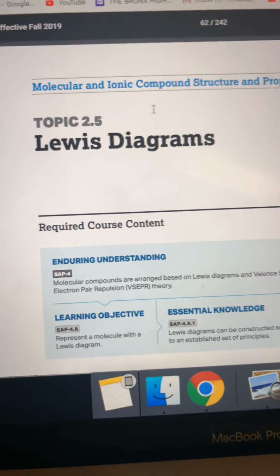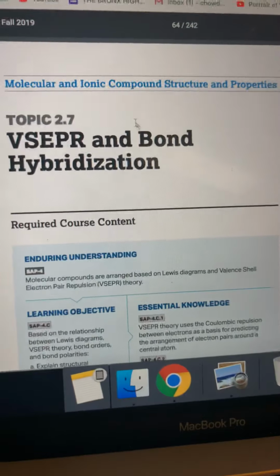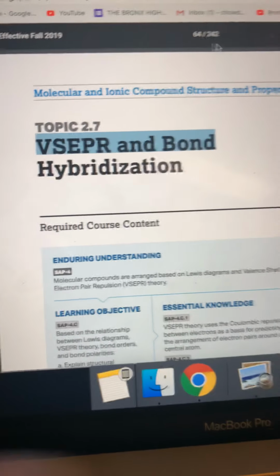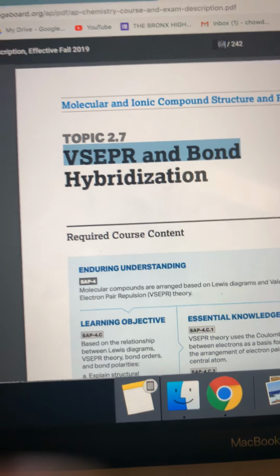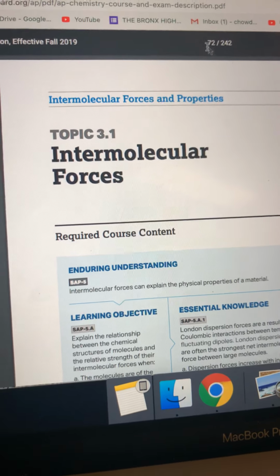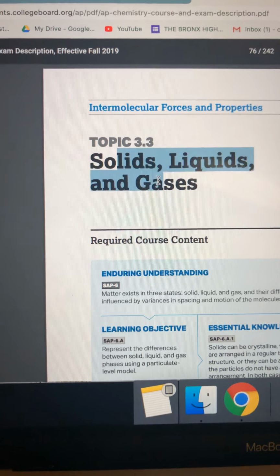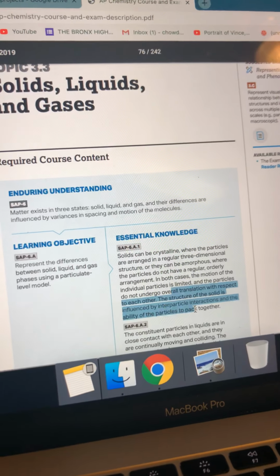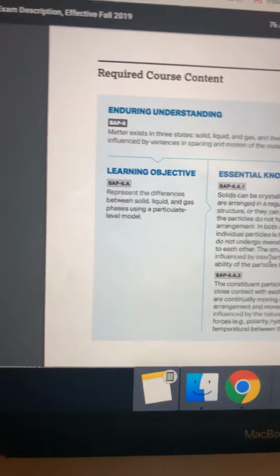Okay, now moving on to number 5, we were asked about what kind of bond angle it would be. And so for that, we need to know VSEPR theory and what the angles are, and that would be topic 2.7. And for the final question, we were asked about intermolecular forces, and so we need topic 3.1 for that. And also we need page 76, which is all talking about polarity. Topic 3.3 over here, you will see that they talk about polarity and how to determine it. So those are the College Board topics.